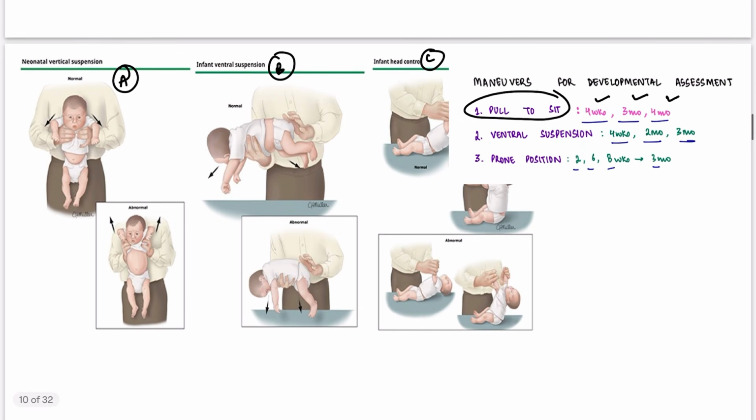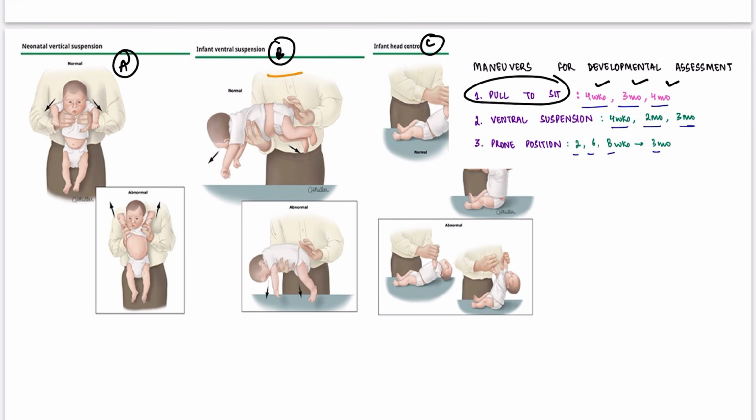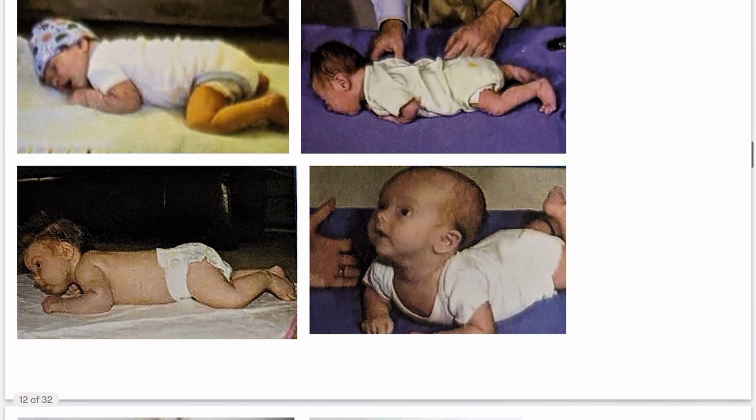Now let's talk about the second maneuver, that is ventral suspension. Here also I want you to remember three terms: 4 weeks, 2 months, 3 months. Now let's see the ventral suspension.